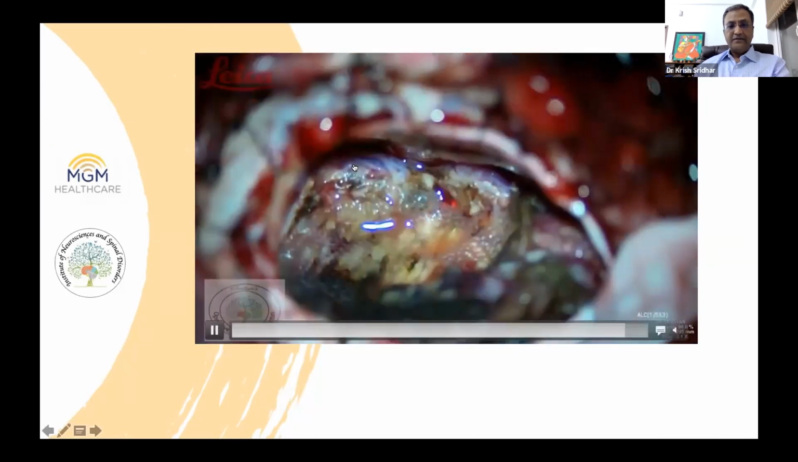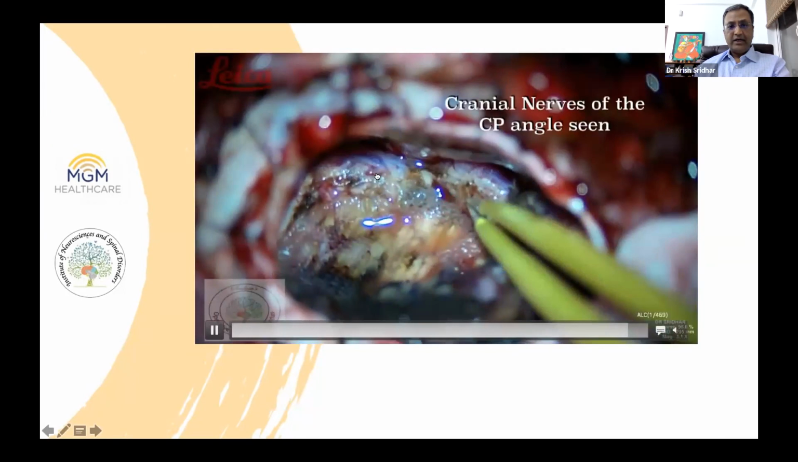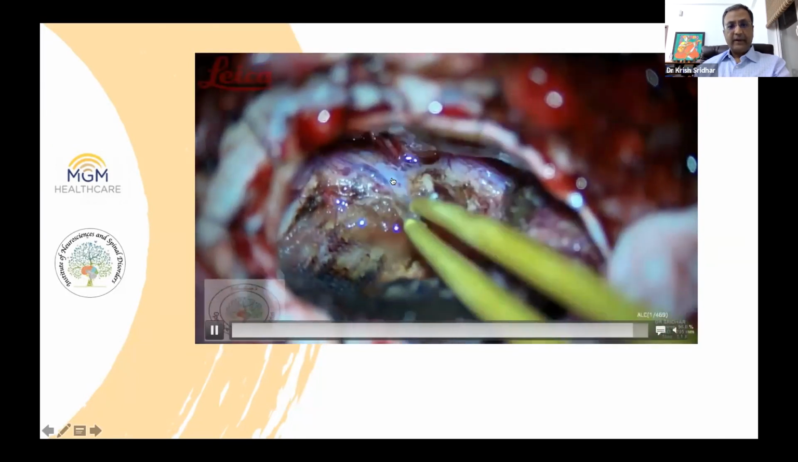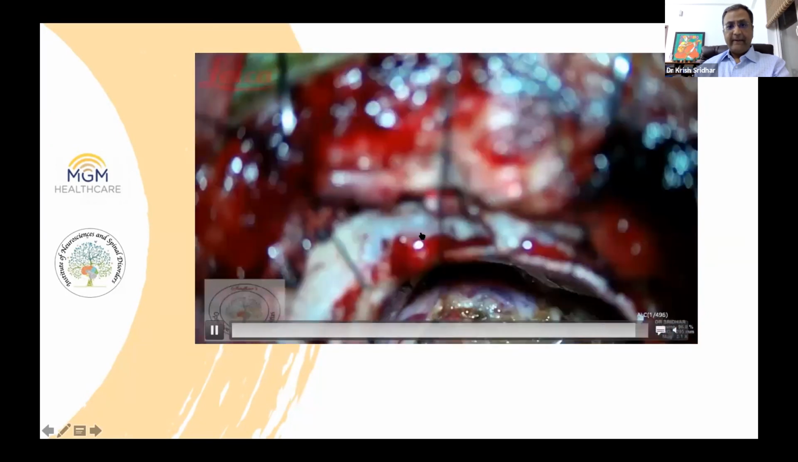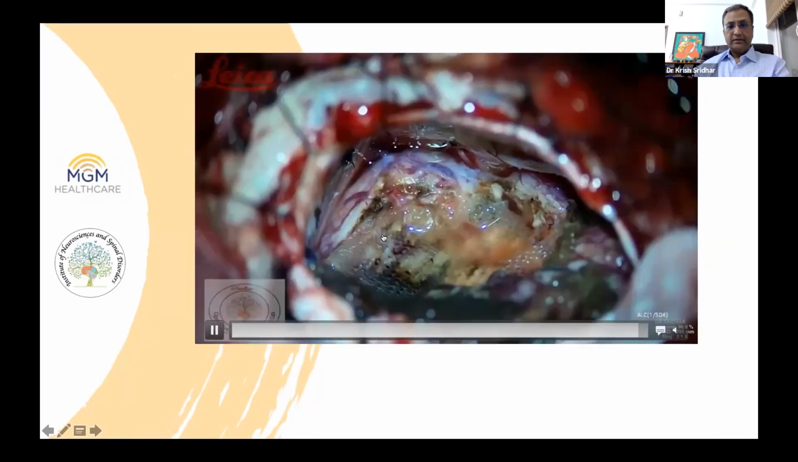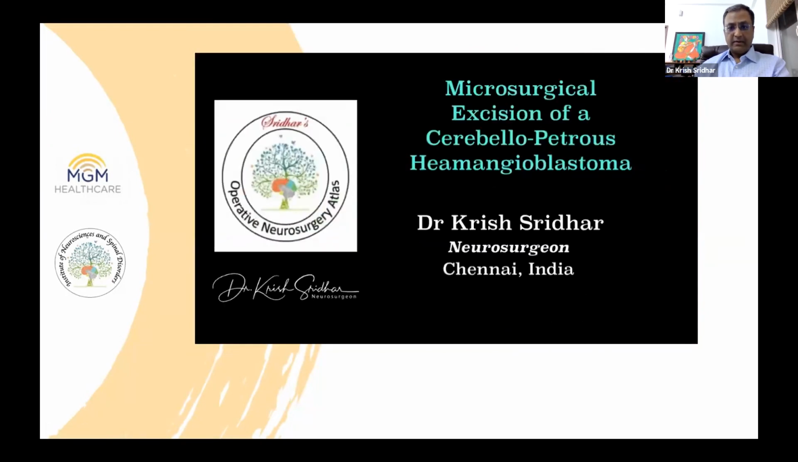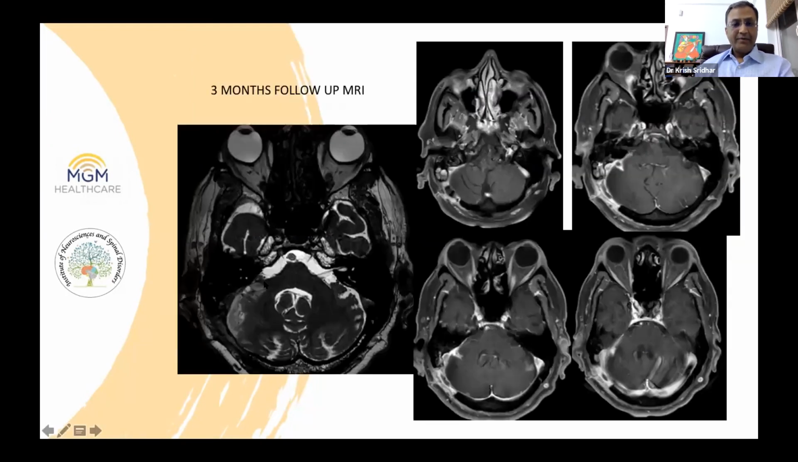These are the cranial nerves you can see here. The 7 and 8 lower cranial nerves are there, luckily with the arachnoid intact. This is the 7 and 8 there. So this is the 3-month follow-up MRI, which looks good, and there is no problem with this.